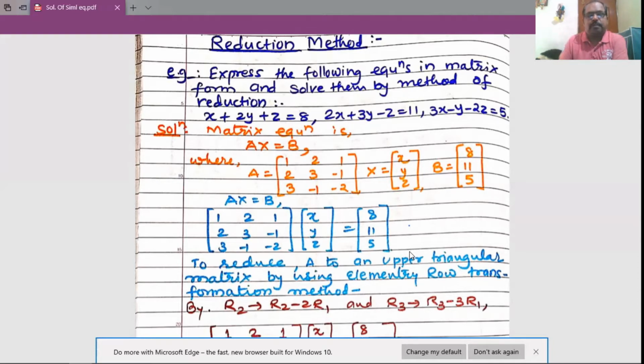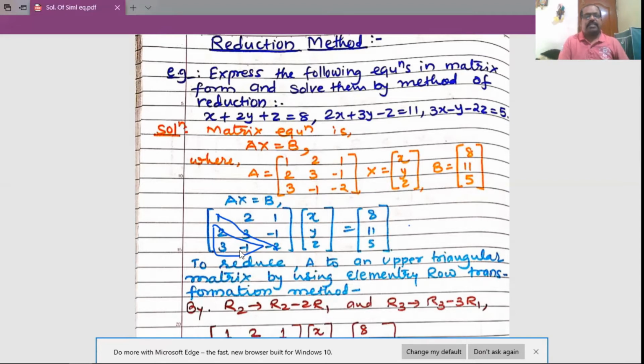What do we mean by upper triangular matrix? Upper triangular matrix means we need to reduce the elements of this matrix A which are below the diagonal. So here is the diagonal of the matrix. Elements below the diagonal means these three elements we are going to reduce to 0, and that can be done by using elementary transformations. Here we are using the elementary row transformation method to reduce these three elements to 0.